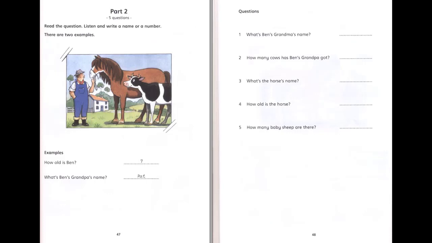Part two. Look at the pictures. Listen to the examples. Listen and look. There are two examples. Hello, Ben. How old are you? It's my birthday today. I'm seven. Seven? Yes. That's old. And this is? My grandpa. His name's Sam. Is that S-A-M? Yes, that's right. And he's very old.